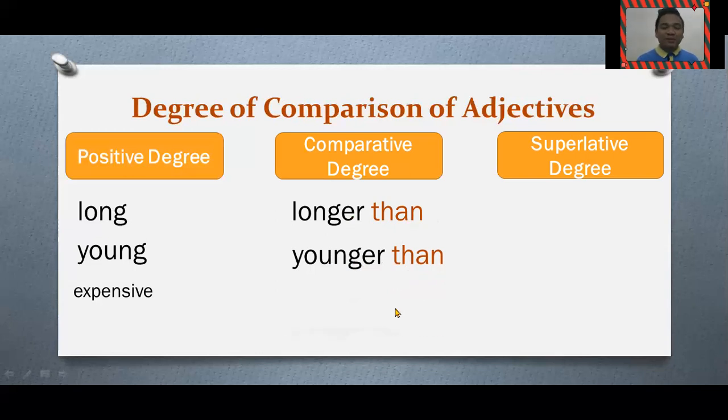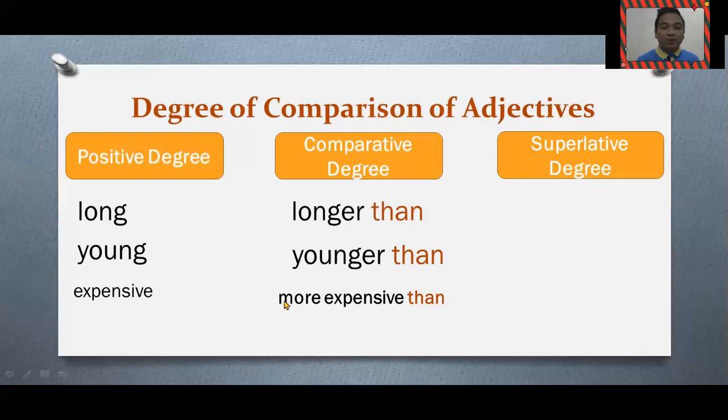However, look at example number three. Expensive, the positive or the adjective here is expensive. Now, I would like you to think how many syllables are there in expensive. Expensive, three syllables. Now, what is the rule here? When the adjective has two or more syllables, you can no longer add er after the adjective.